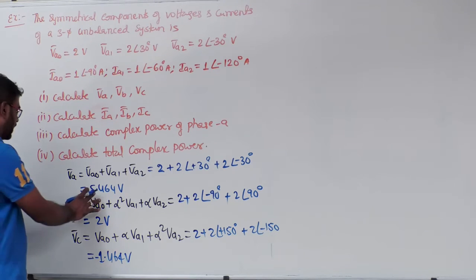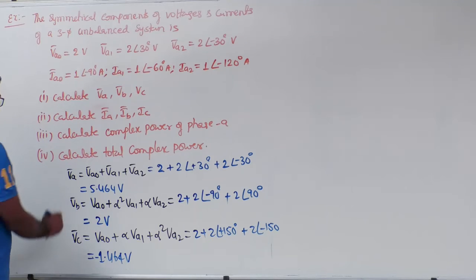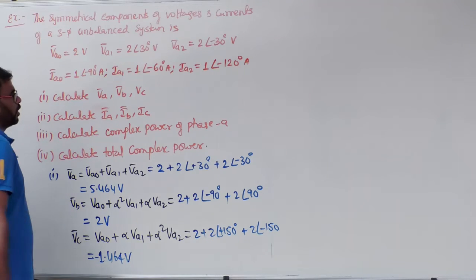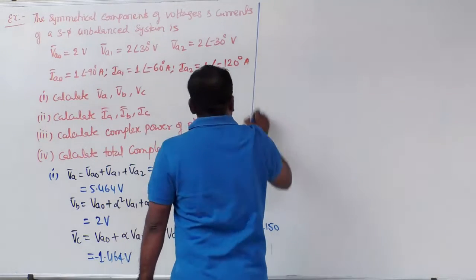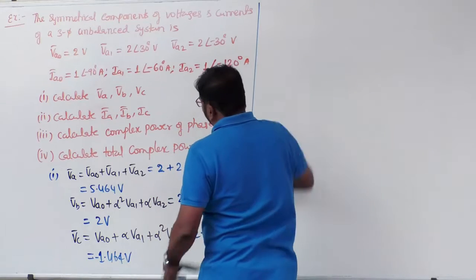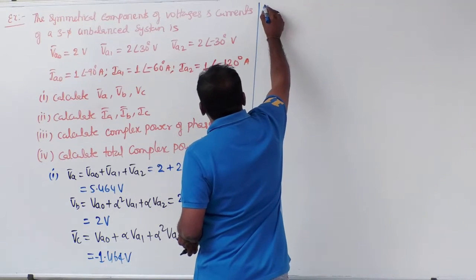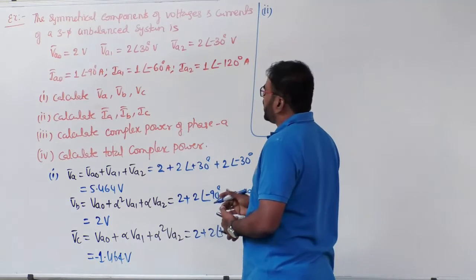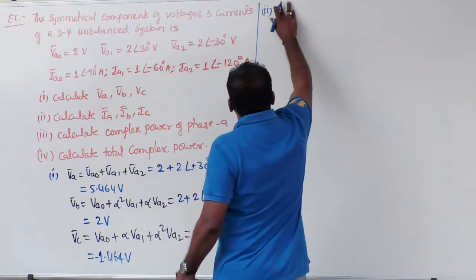Okay, we got VA, VB and VC. That is the answer for the first question. Now what is asked in the second part of the question? The second part asks to calculate IA, IB, IC. In a similar manner, we need to calculate IA, IB, IC.